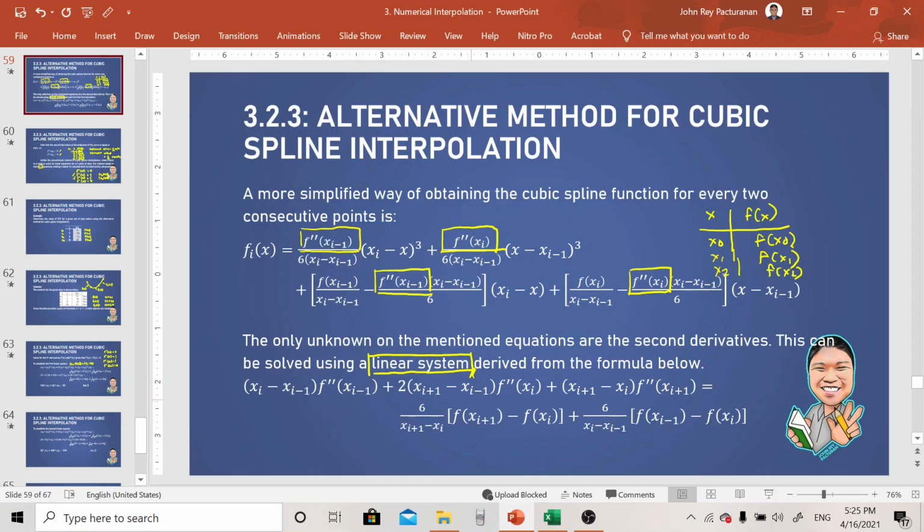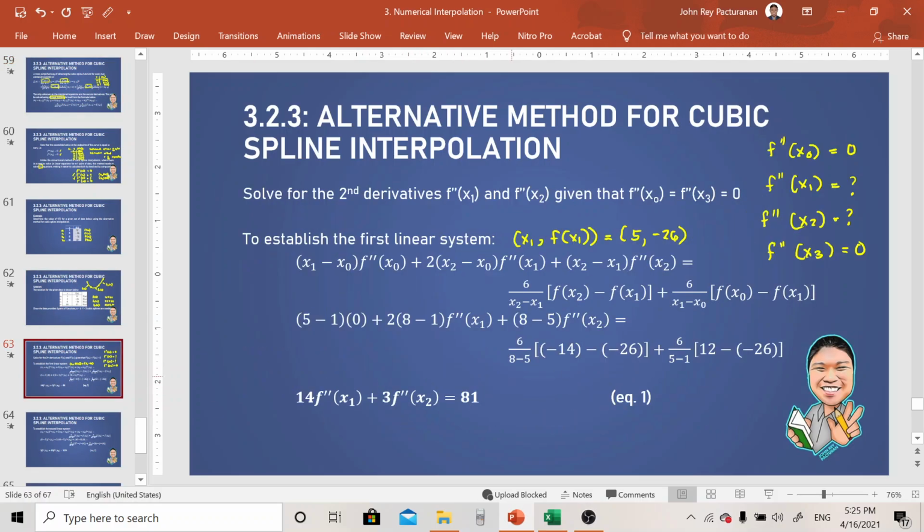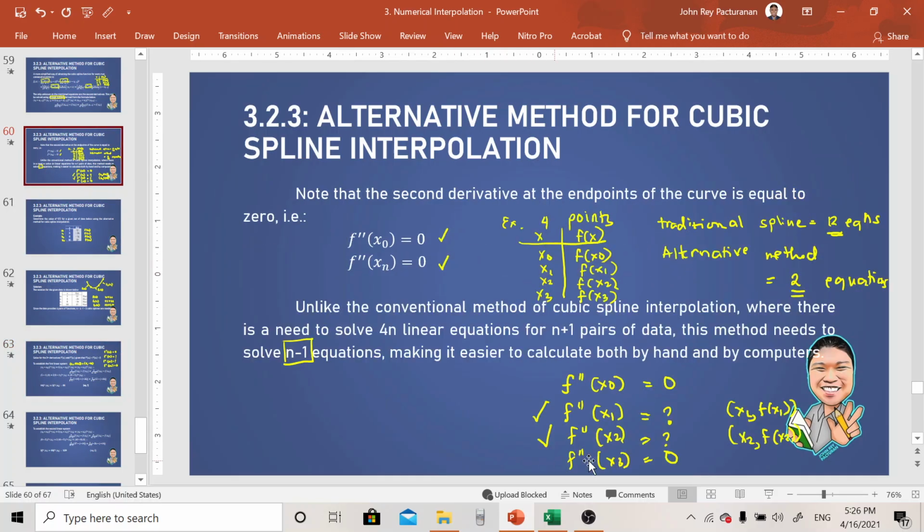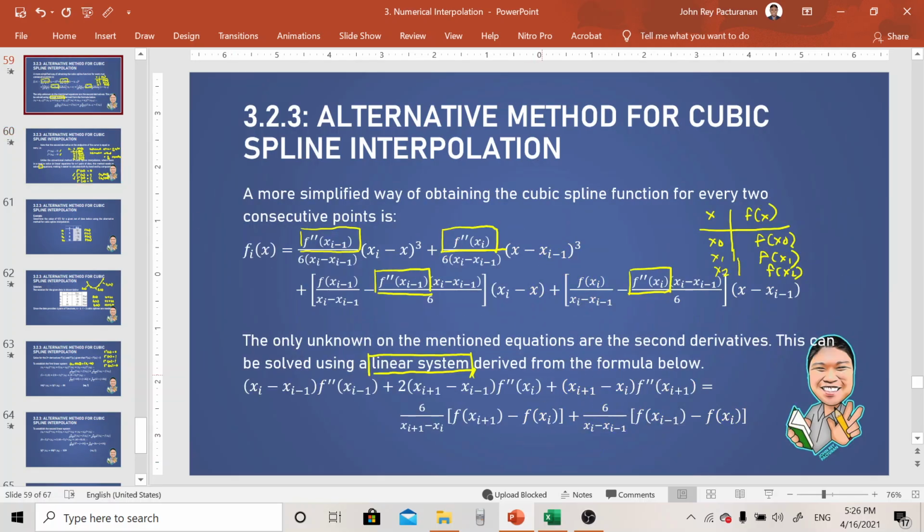1 minus 1 is 0. So dapat dito, x sub 2 minus x sub 0. So yun siya, 2x sub 2 minus x sub 0. So nakukuha nyo. And f double prime ng f sub i, di ba? f double prime ng x sub 1 plus dito, x sub 2 minus x sub 1, f double prime ng x sub 2. So that is equal to 6 all over x sub 2 minus x sub 1.